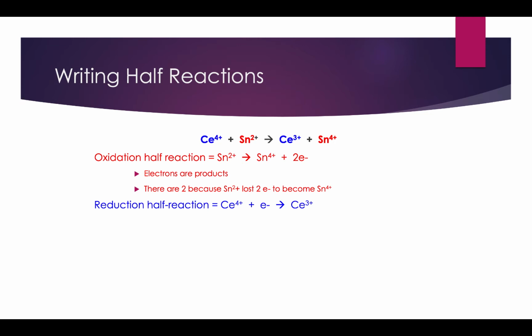Now let's look at the reduction half reaction. Here, Ce4+ is gaining an electron to become Ce3+. So in this case, electrons are reactants because reduction is the gain of electrons. And there's only one because to go from 4+ to 3+, you only need to gain 1 electron.